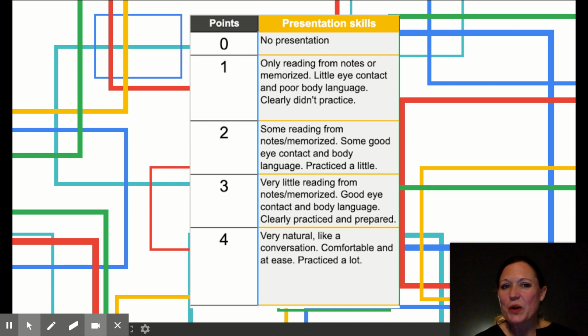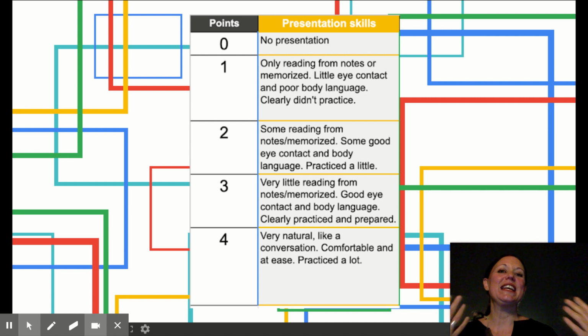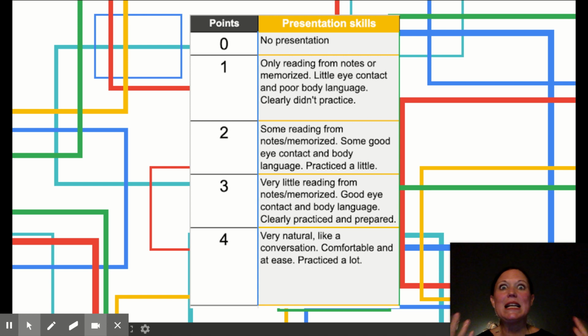The next thing we're going to consider is how you present that information. Are you just reading from your notes, or is it just a memorized presentation? Or is it clear that you have practiced your presentation many times and that you feel comfortable and natural giving your presentation? Remember, you can practice as many times as you want. You can make 100 videos if you want to and pick the very best one to send your teacher.